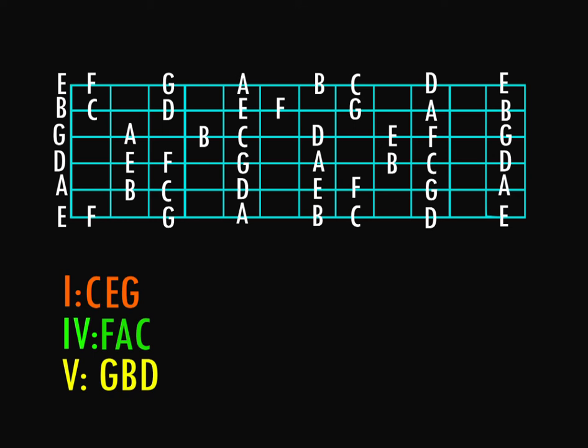Once you know the notes that make up your triads, you can build them in lots of different ways. Here's an example of a 1-4-5 progression using 3 different shapes for my C, F, and G major triads.